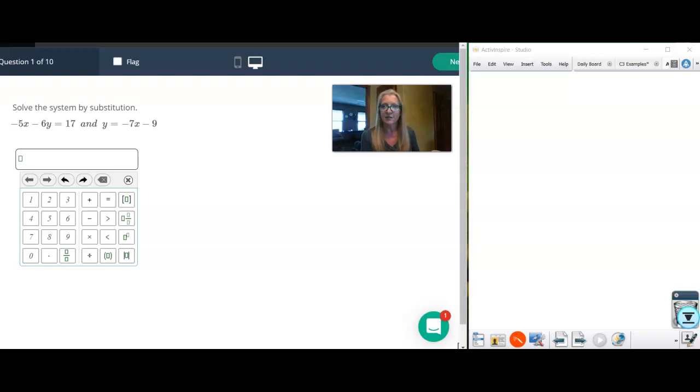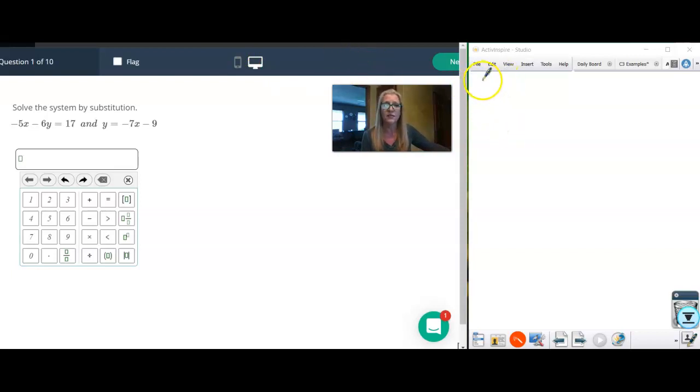All right, so this is question number 1. You can see that one of the equations, the second equation, has been solved for y. So if one of the equations is solved for a variable, you definitely want to substitute that expression in for that variable.